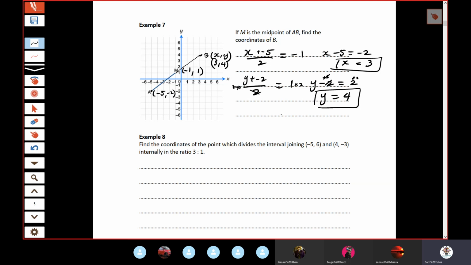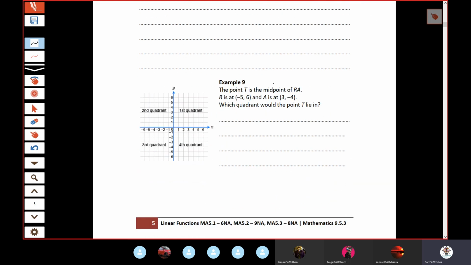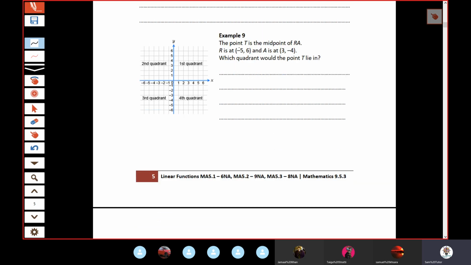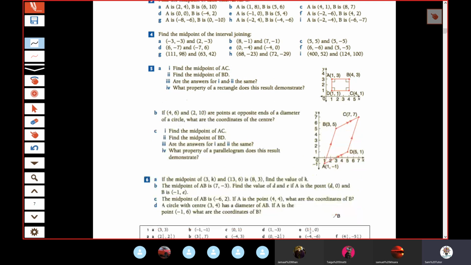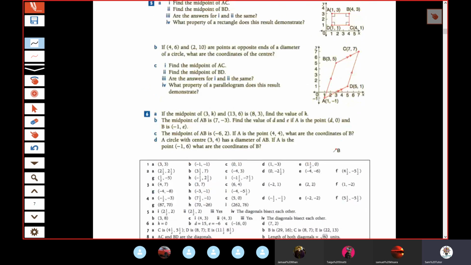All right, I'll leave that one for homework. Point T is the midpoint of R and A. And it just says which quadrant would it lie in. Once you work out the point T, you'll straight away know which quadrant it is. So that's easy. All right, easy, easy.